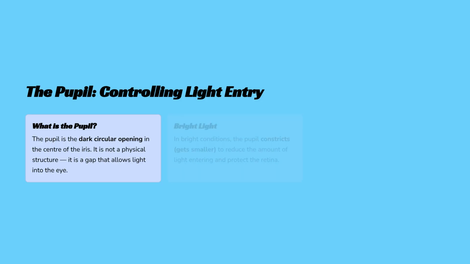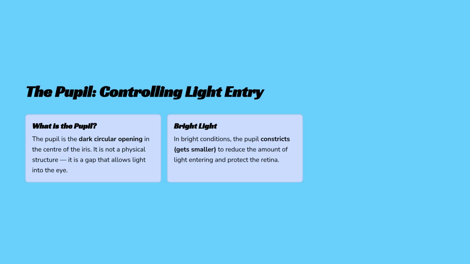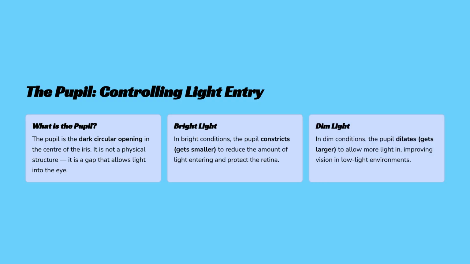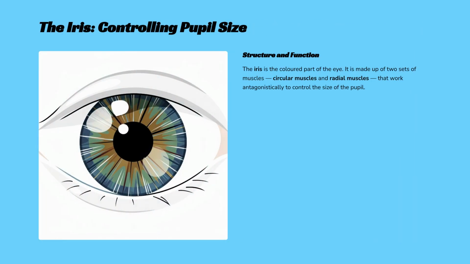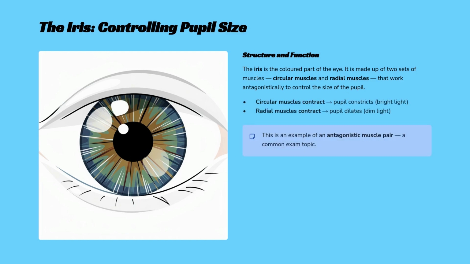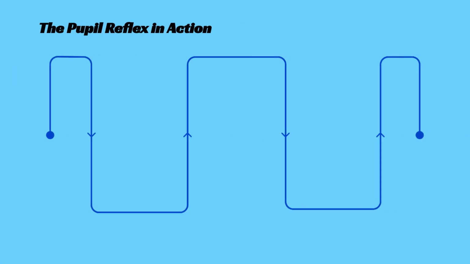The pupil is the dark, circular opening in the center of the iris, controlling the amount of light entering the eye. In bright light, the pupil constricts to reduce light. In dim light, it dilates to let more light in. The iris, the colored part of the eye, controls pupil size using two sets of muscles, circular and radial. They work antagonistically. Circular muscles contract in bright light, and radial muscles contract in dim light.